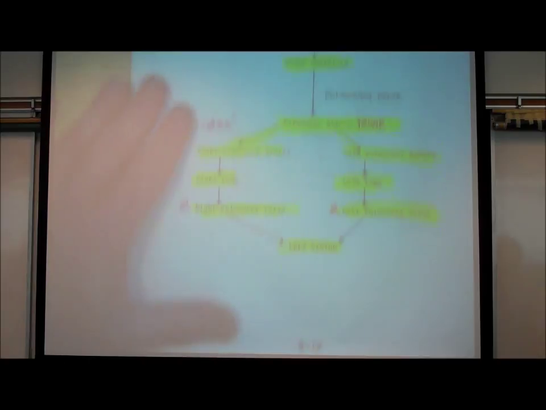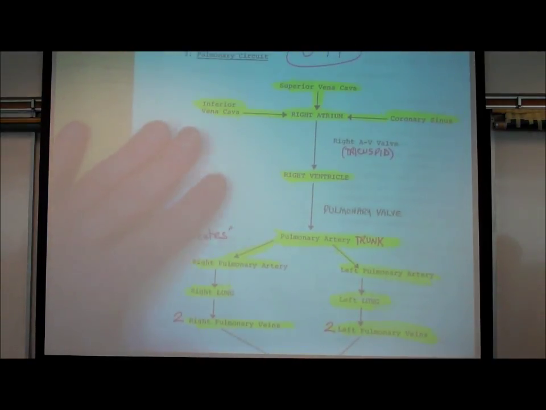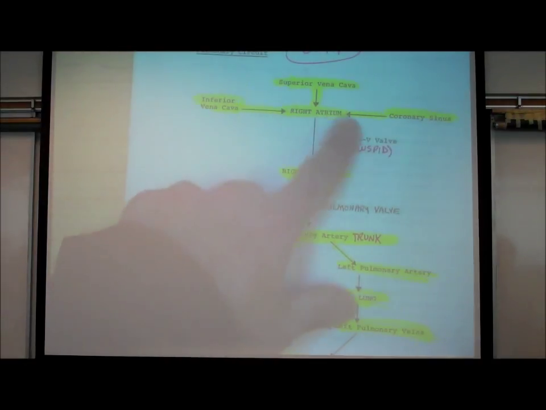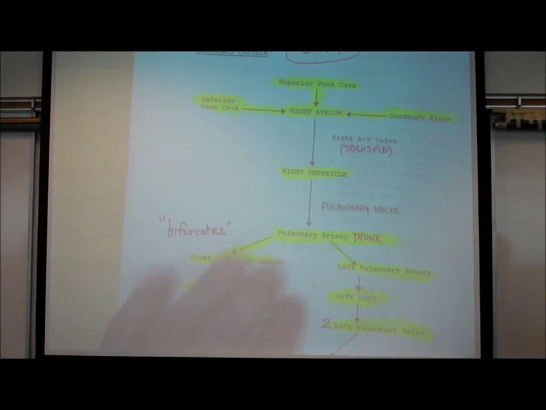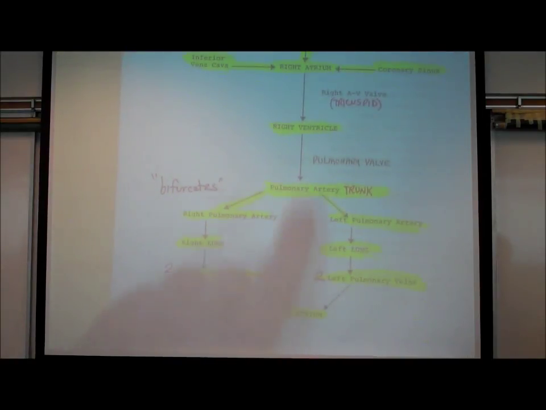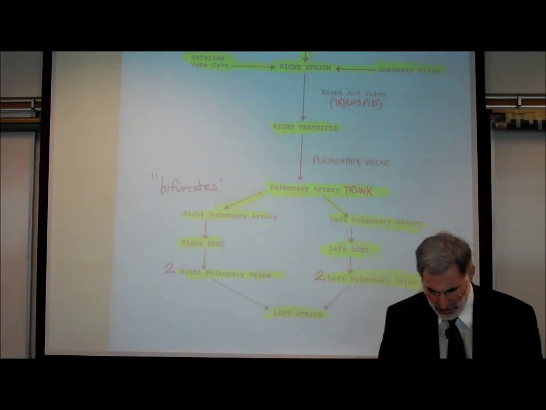Okay, so I know that I've just covered some stuff. We've got to walk you through all this. But up here, we've been saying 3 veins bring blood to the right atrium. And then the blood goes from the right atrium to the right ventricle, and the right ventricle ejects blood out into the pulmonary artery trunk. Let's show you a picture of that.